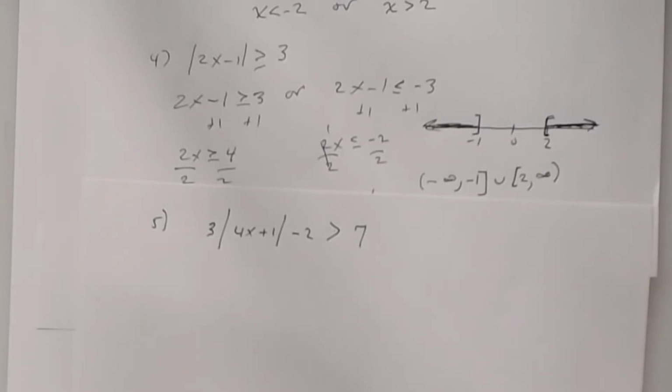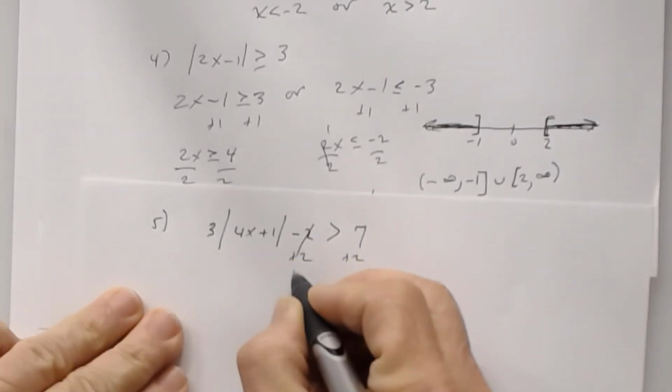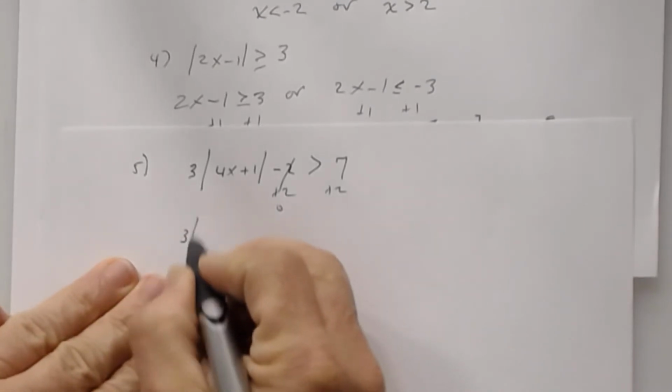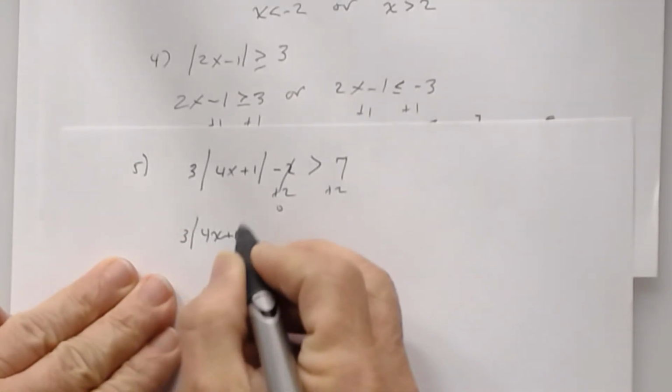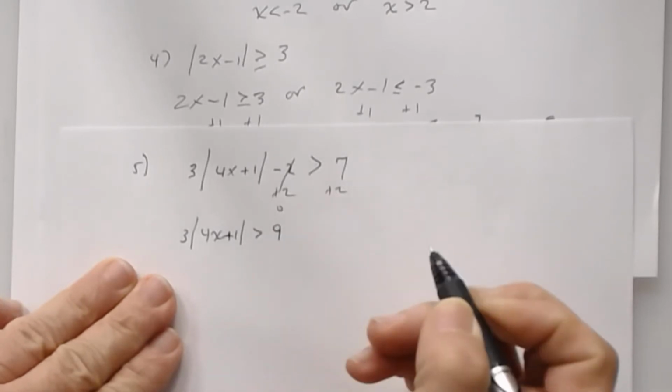What's the first step? Add 2 to both sides. Don't always do the division last. Combine like terms. I get 3 times the absolute value of 4x plus 1 is greater than 9.